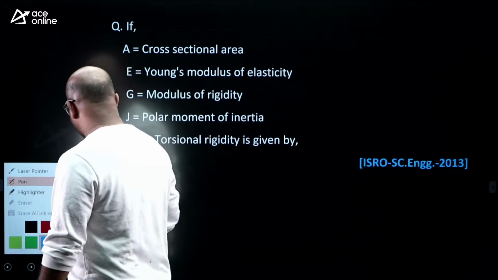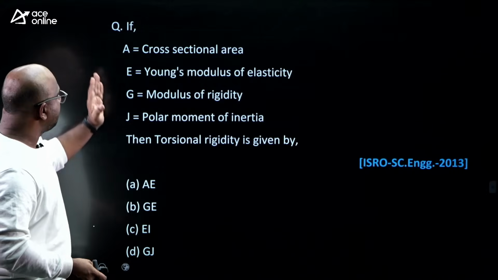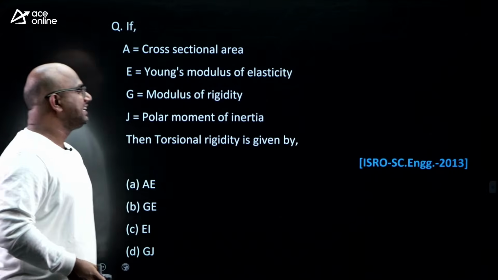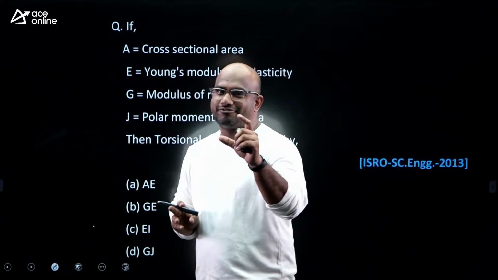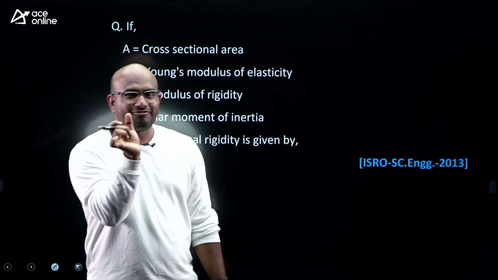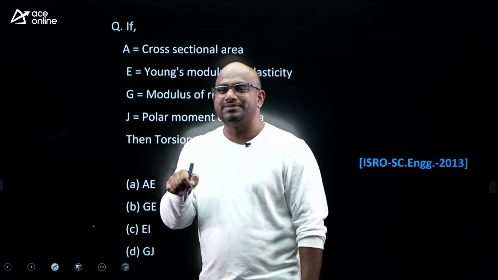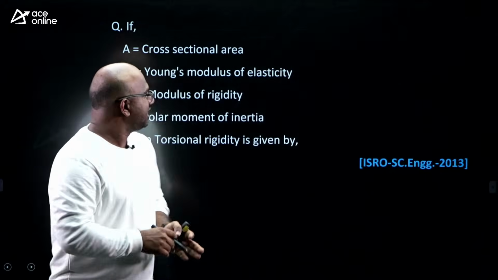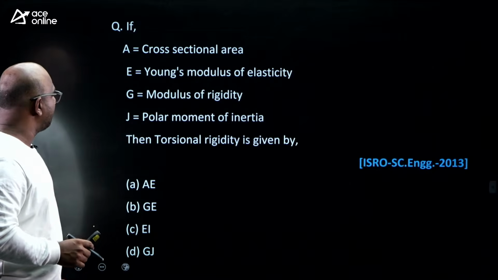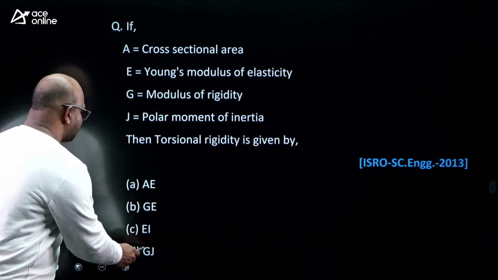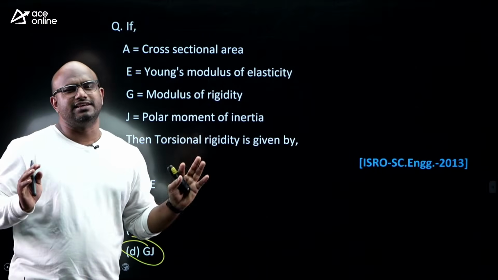Next, please go through this question. If A is the cross-section area, these three things you should be very careful about. There are three types of rigidities. EI is called flexural rigidity. EA is called axial rigidity. GJ is called torsional rigidity. A is the cross-section area, E is Young's modulus, then torsional rigidity equals GJ. Such questions you can answer very easily.